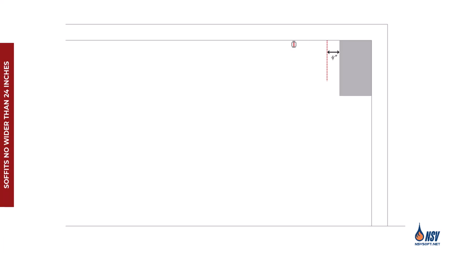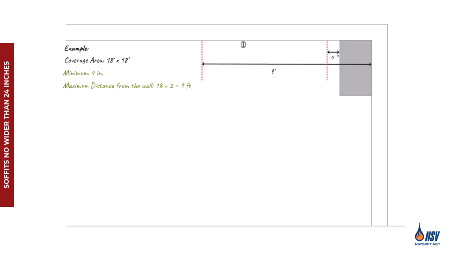Additionally, the maximum distance from the sprinkler to the wall behind the soffit shall not exceed half of the maximum allowable sprinkler spacing. For example, if a pendant residential sprinkler has a coverage area of 18 by 18 feet, it should be installed no closer than 4 inches from the face of the soffit and no farther than 9 feet from the wall behind it.